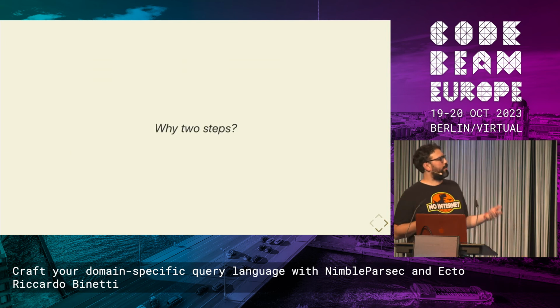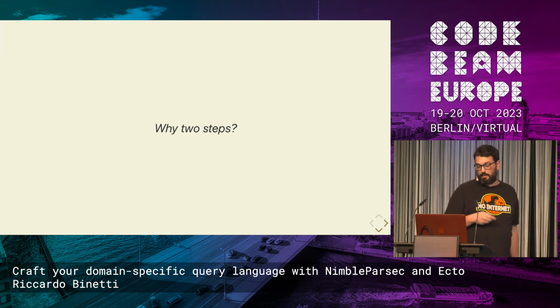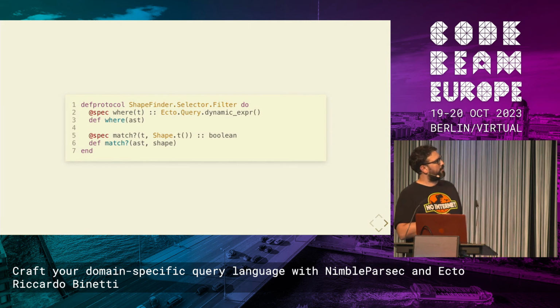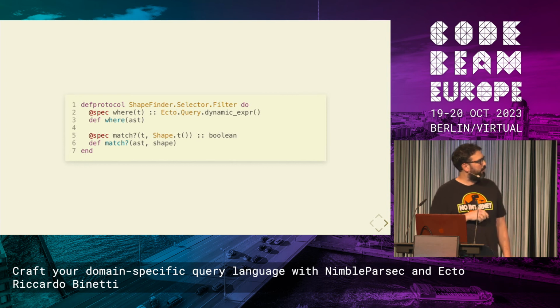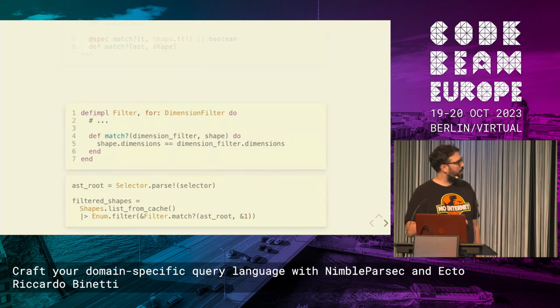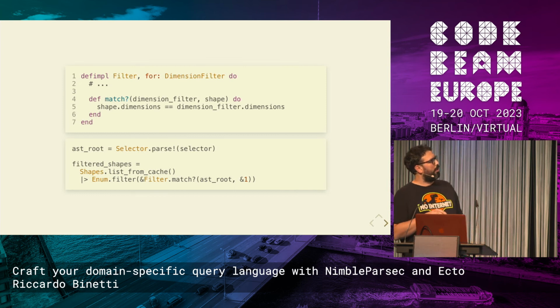So why don't we just put the dynamic query inside NimbleParsec instead of the AST? This allows you to be much more flexible, so we can extend the filter protocol and add a match function that will perform basically filtering in memory. So we pass the same selector, but instead of outputting a dynamic query, we directly compare it with a shape passed as the second parameter, and we output a Boolean value. And by doing so, using the same selector, we can actually filter stuff in memory instead of using Ecto.